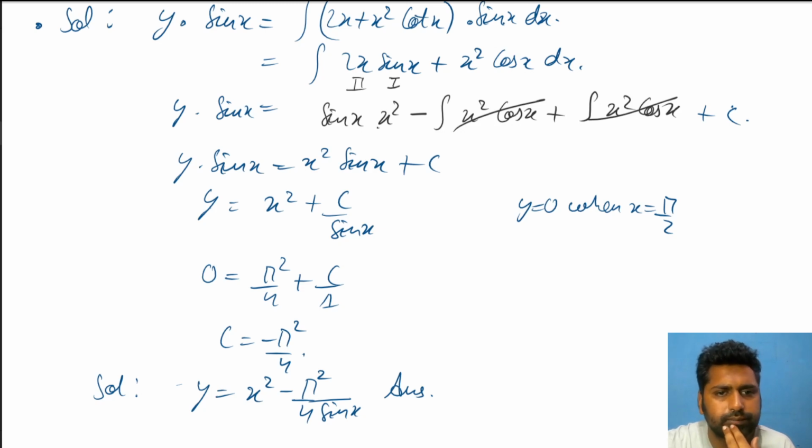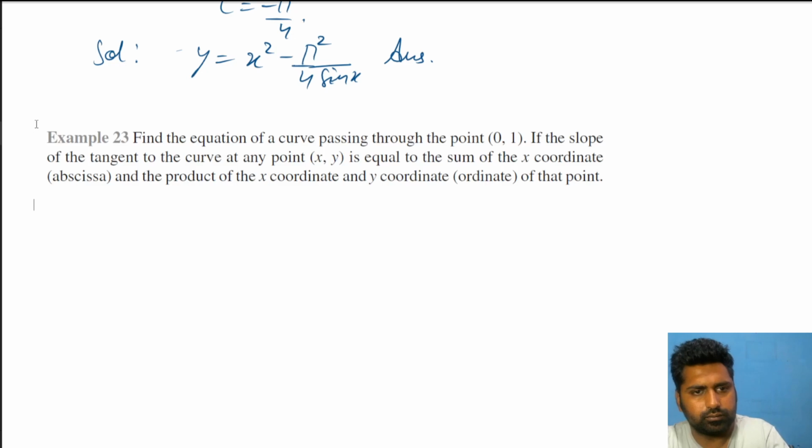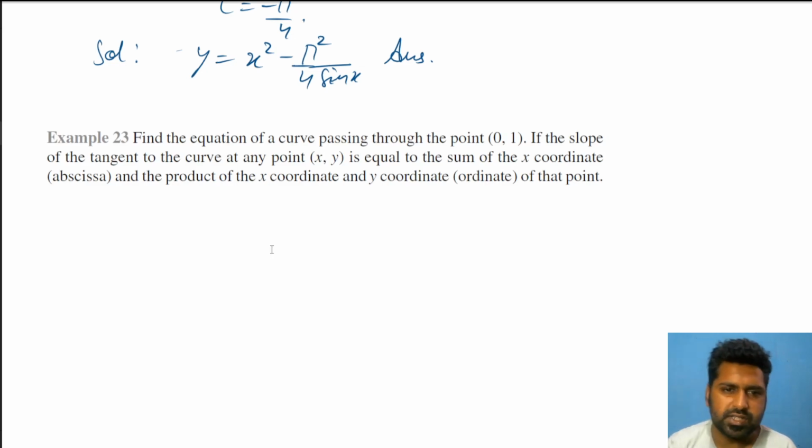Next question. This time we have to find the equation of a curve. Basically we have to find the equation or solution passing through 0 comma 1. That means this is the value of x, this is the value of y.